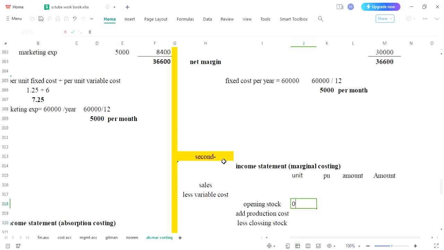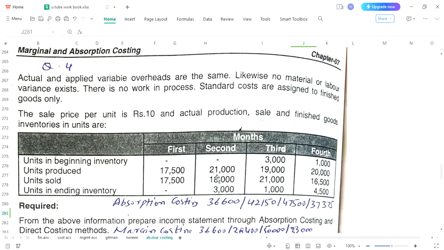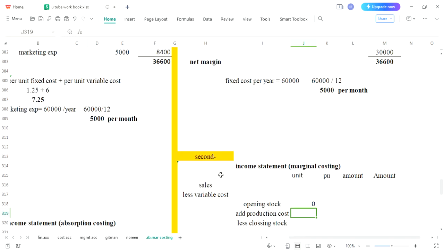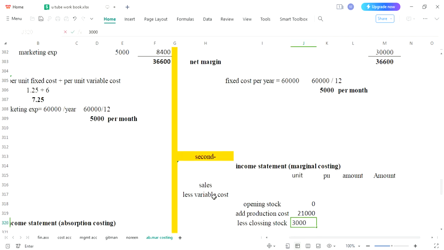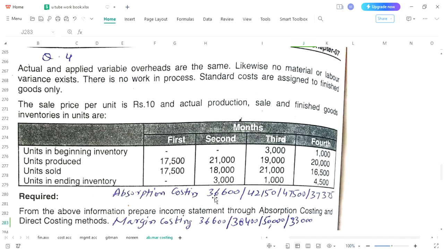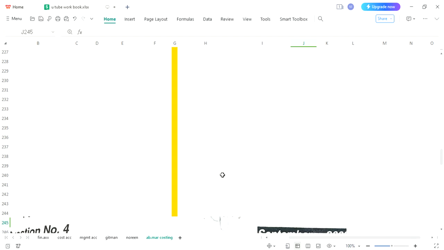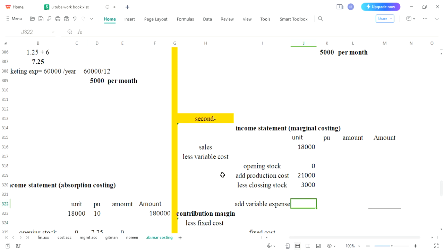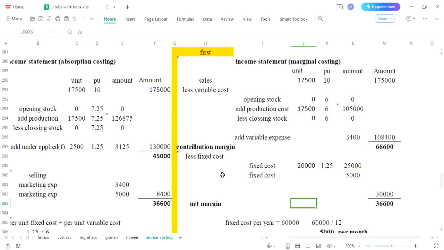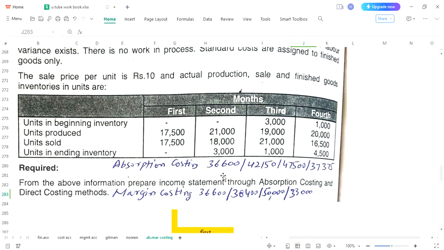So you will write opening stock 0, and then you see units produced 21,000. Write down 21,000 units produced, and then ending inventory 3,000. So put 3,000 over here, and units sold 18,000. Every element of these units is given in the question. What is our responsibility? Just to pick from the question and write down over here. Units are all completed. Now we will see if any extra variable expense is present in your question. And yes, you have an idea.